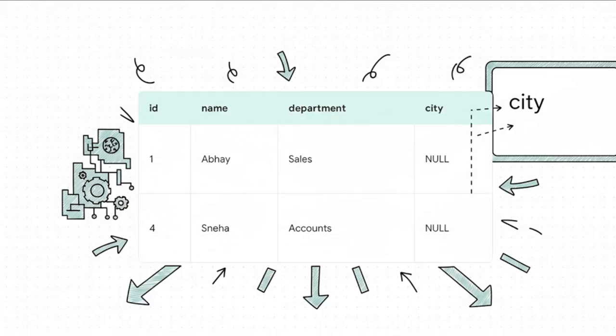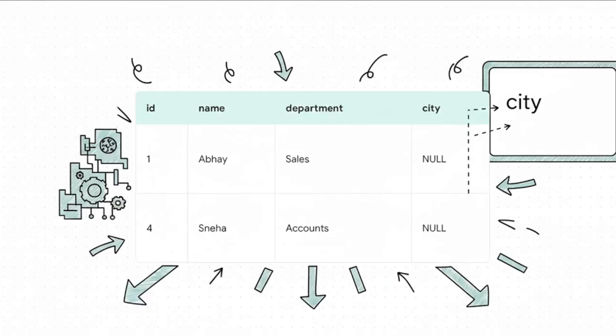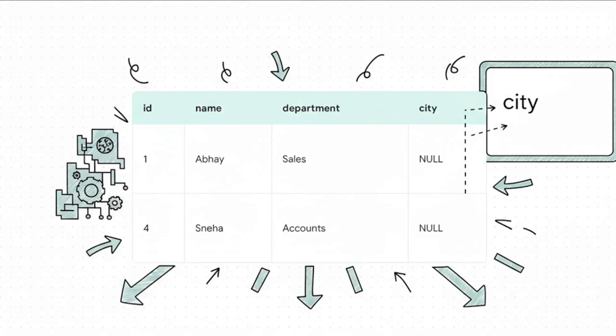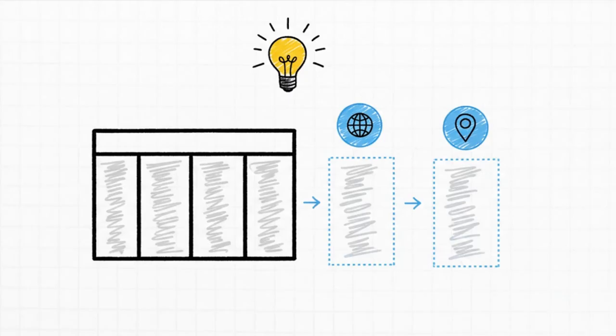And boom! Take a look. Our employee table has actually changed its shape. It's wider now, with this brand new empty city column just waiting for data. The entire structure has been modified. And you know how it is. Things never stand still for long.